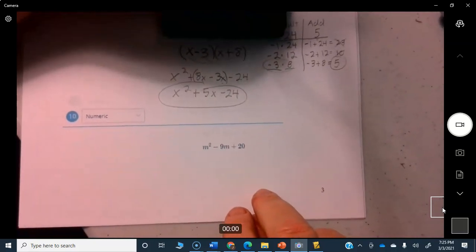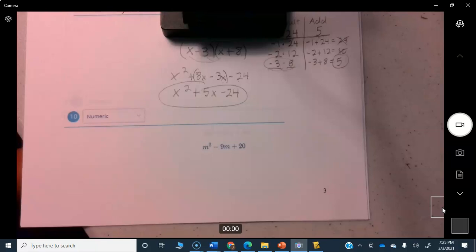Go ahead and do this one. Again, just pause the video, see if you can do it by yourself, okay? It makes the assignment more interesting than just copying. So give it a shot, see if you can do it by yourself.